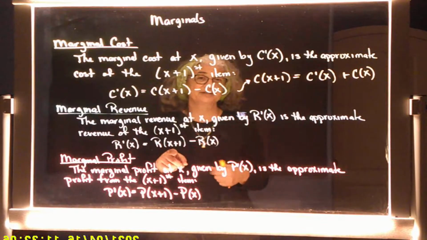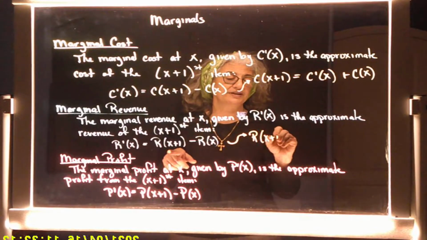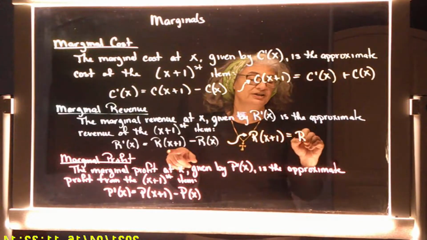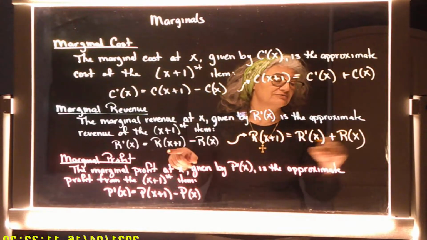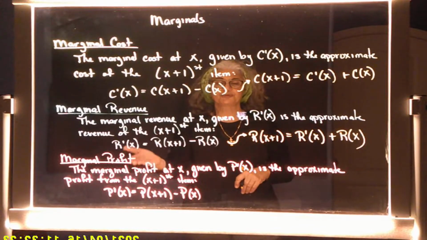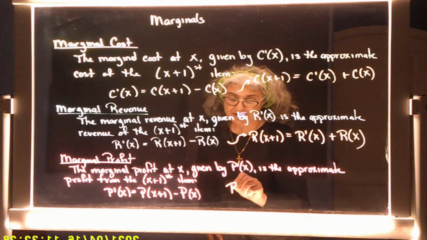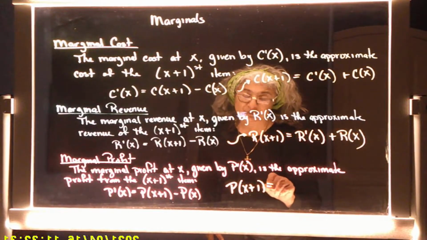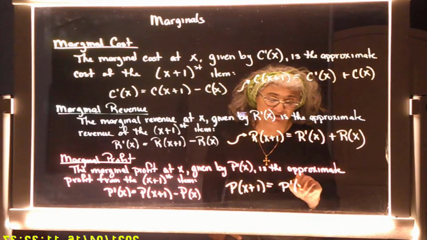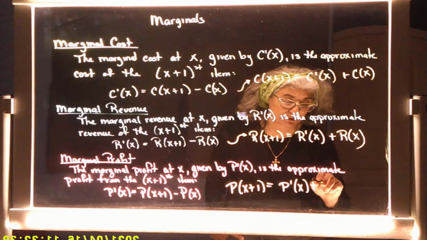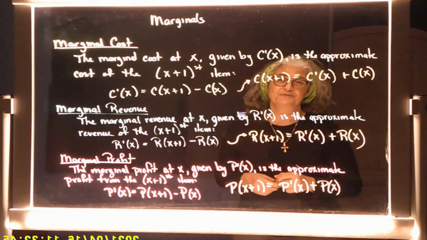Now again, if it's supposed to be the x plus first item, my brain wants to rearrange this equation and say the revenue of the x plus first item is equal to the first derivative at x added to the original revenue function. Marginal profit, same thing. It's the approximate profit of that x plus first item. So again, my brain is like, hey, well, let's rearrange it to the profit of the x plus first item is going to be the derivative of the original profit function added to the profit function. Cool? Okay, so stay tuned.